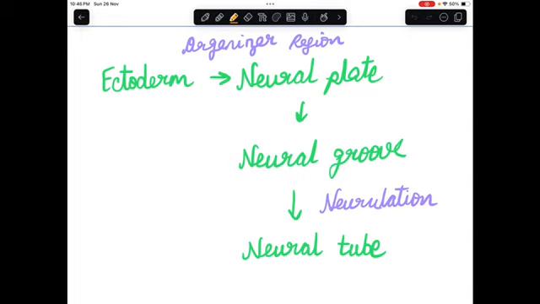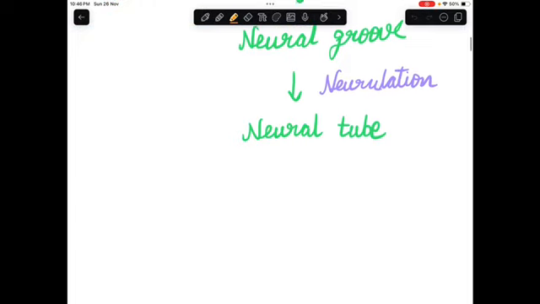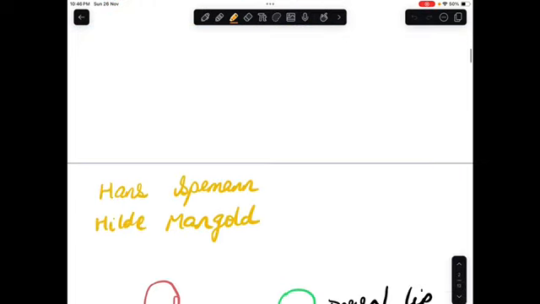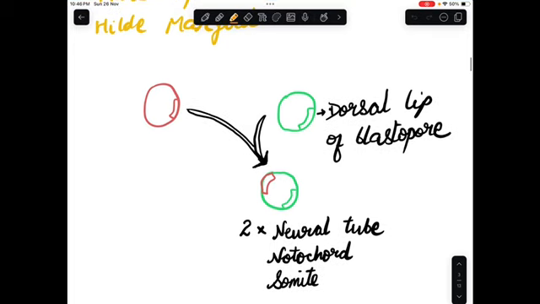For that, let's head back to 1924 when Hans Spemann and Hilde Mangold conducted a groundbreaking experiment. The experiment involved transplanting small pieces of tissue from one amphibian embryo to another. One aspect involved transplanting the dorsal lip of the blastopore, which forms the dorsal mesoderm, from the pigmented donor embryo to the ventral side of an unpigmented host embryo.